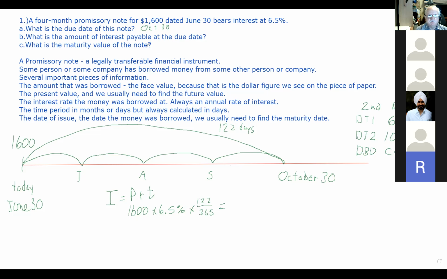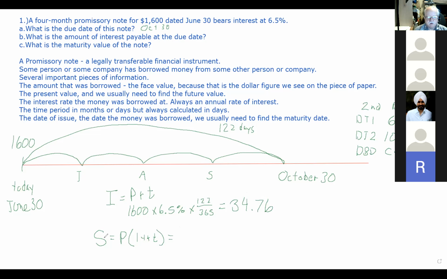When it says, what is the maturity value of the note? We now have two choices. We could take this number and add it to the 1,600, or we could calculate S equals 1 plus RT. So we're getting that this is 3476. And I hope that's a good answer.